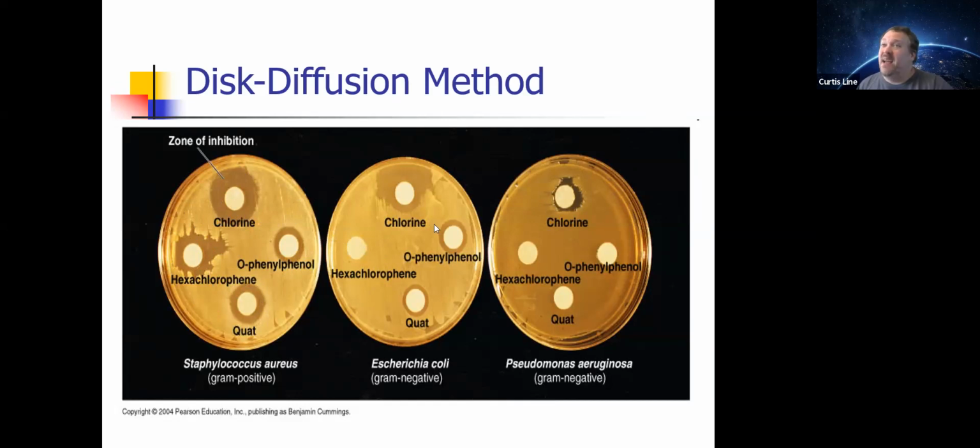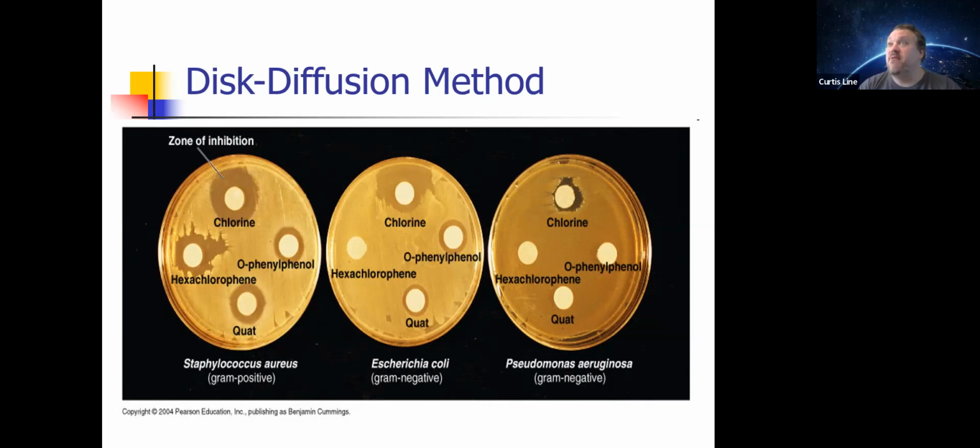Then the E. coli, 3 out of 4 worked, right? Over here, 3 of them didn't work. Only the chlorine worked, and the chlorine only worked a little. Look how much the chlorine killed of the first 2.